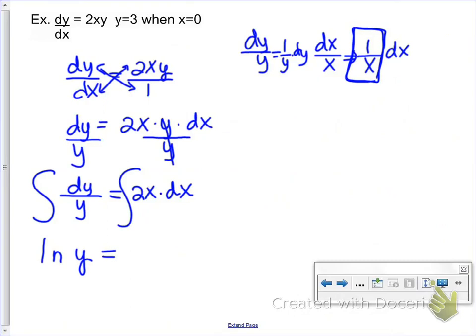On the other side, it's just a very basic add 1 to the power, divide by the power. We leave the constant, remember. So when I do that, notice that the 2's over here will cancel out. Put the plus c on this side of the equation again with the x.